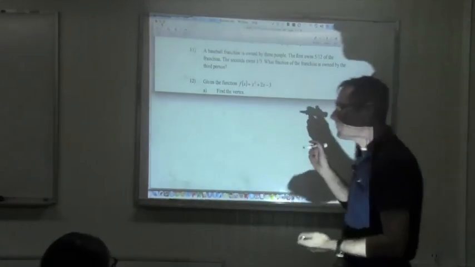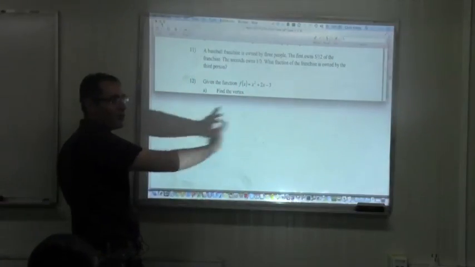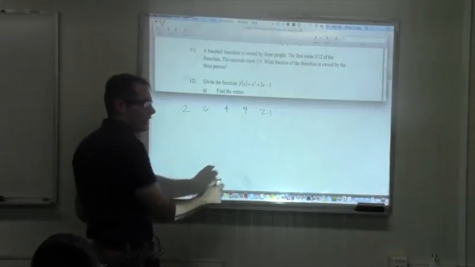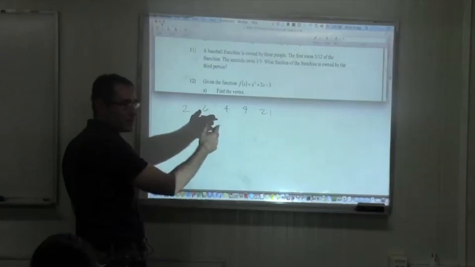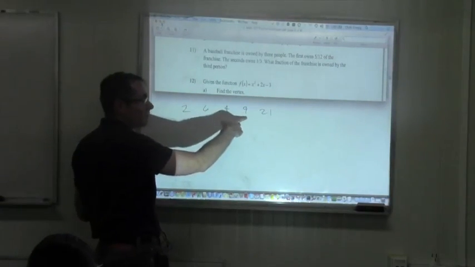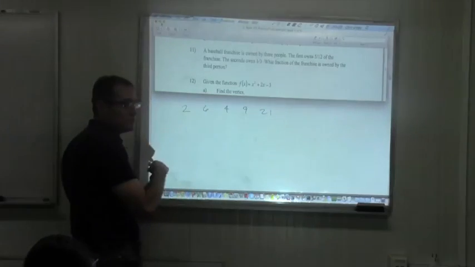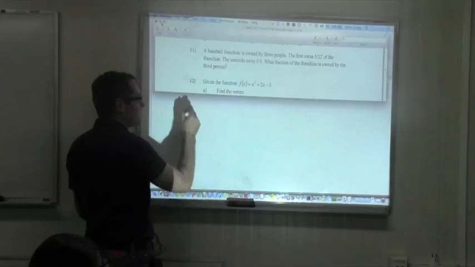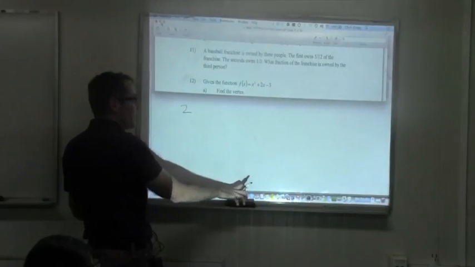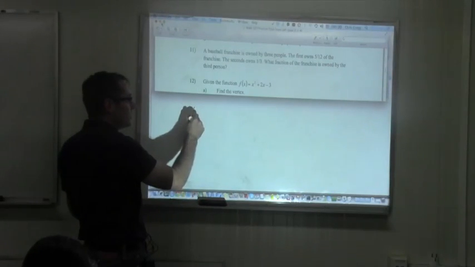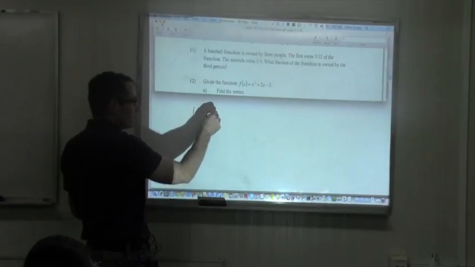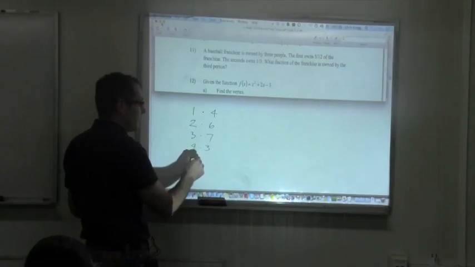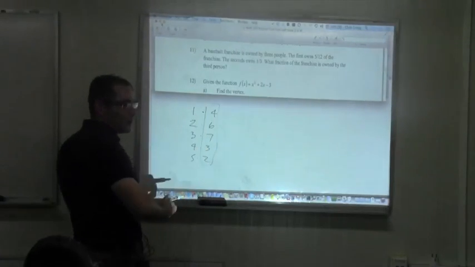Because remember, if you're doing standard deviation, you have all the different numbers. So you have 2 and 6 and 4 and 9 and 21, right? And you get the average, the mean, right? But for 18, it was different because it was the age of the car. The ages were 1, and there were how many of those? 4, and the 2, and there were 6, and 3, and 7, and 4, and 3, and 5, and 2. You have to keep that part in mind when you're doing this.